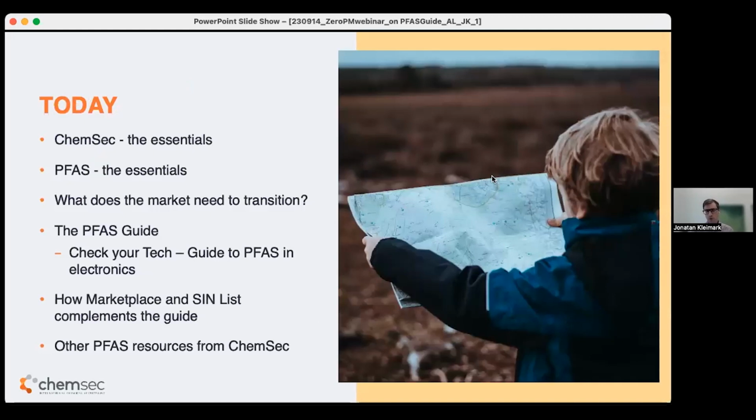So just a brief overview of what we're going to talk about today and what you're going to hear about. We'll be very brief on Chemsec and who we are and what we do, and also very, very brief on PFAS. And then we will focus on what it is that the market needs in order to do the transition away from PFAS, where the PFAS Guide obviously is one large part of that work, at least from us. And we will also talk a bit more about how the PFAS Guide is connected to our other tools, the SList and marketplace, in order to facilitate a substitution away from PFAS substances.